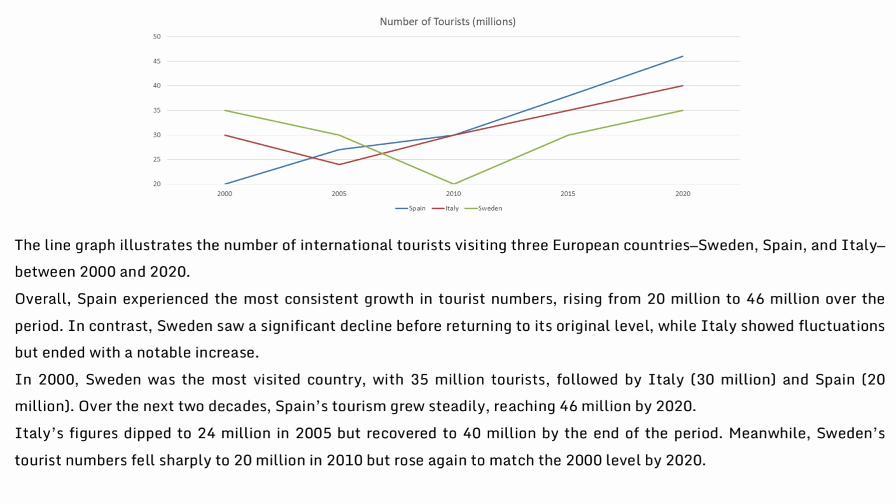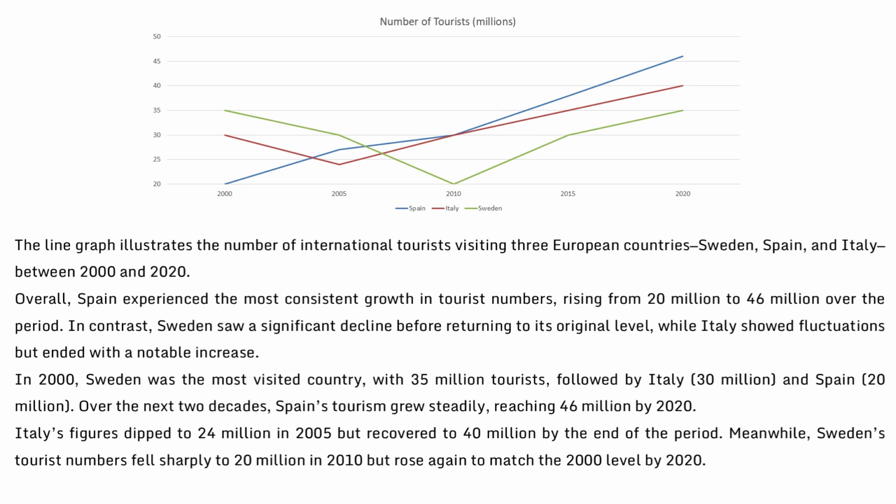Overall, Spain experienced the most consistent growth in tourist numbers, rising from 20 million to 46 million over the period. In contrast, Sweden saw a significant decline before returning to its original level, while Italy showed fluctuations but ended with a notable increase. That's the overview, clear and concise.